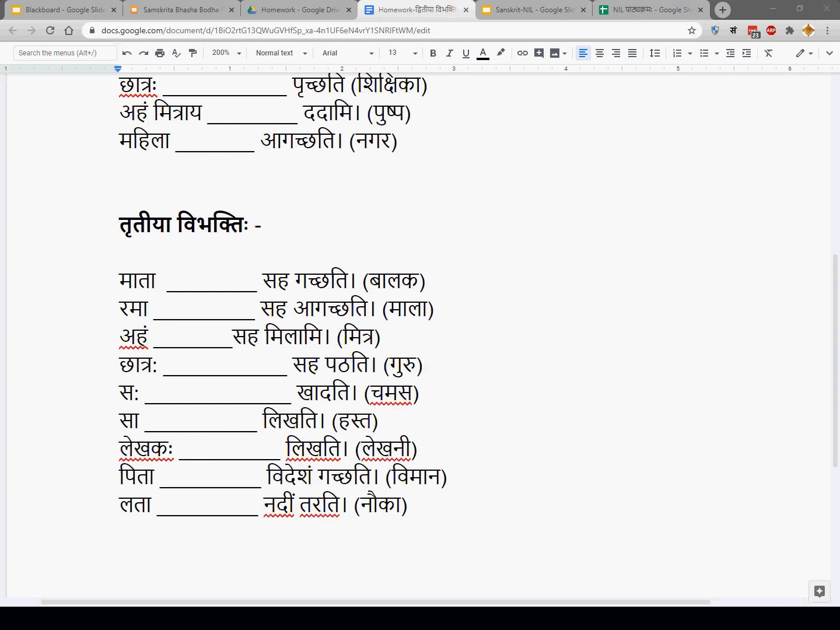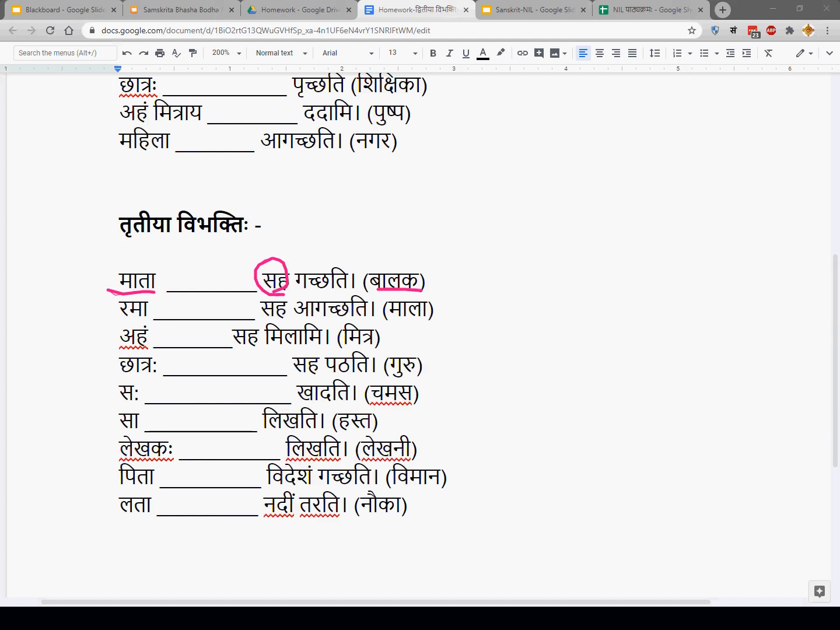Now, in such sentences where both are performing the same action, or one is performing the action with the other person, Balakena saha like this can be used, but saha is not mandatory. Saha is not compulsory. Even if you write Mata balakena gacchati, one needs to understand what exactly that sentence means.